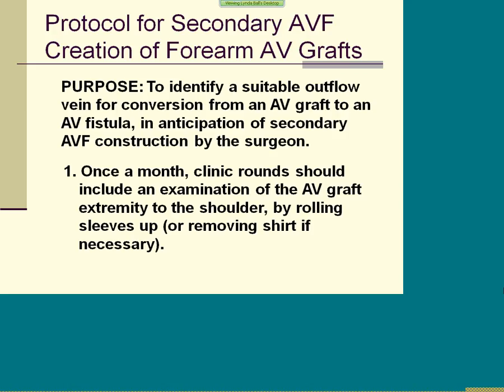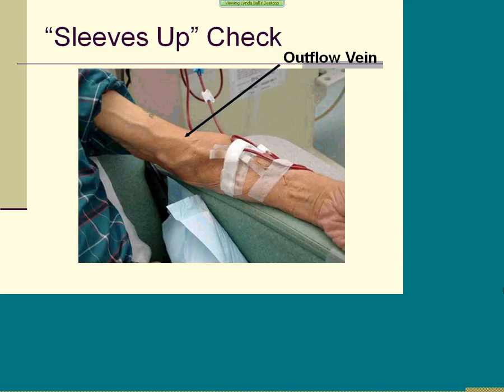And that outflow vein is in the upper arm. So what we want you to do is slide the sleeve up so we can take a look at that outflow vein on their arm to see if it has, in fact, dilated and developed a nice thick wall. So, for instance, there it is. Isn't that a beautiful looking vessel? This person has a loop graft in their arm, and they slid his sleeve up and saw this beautiful outflow vein.